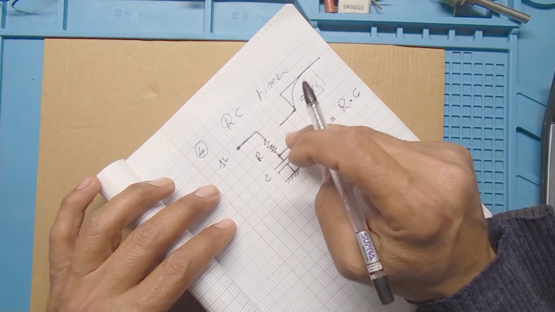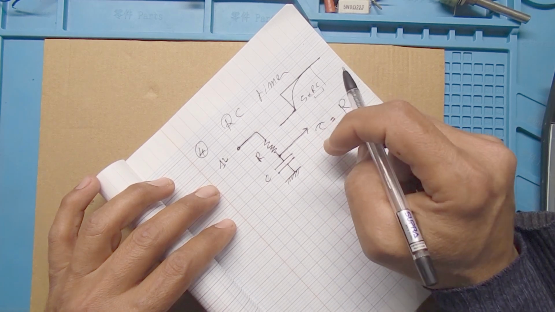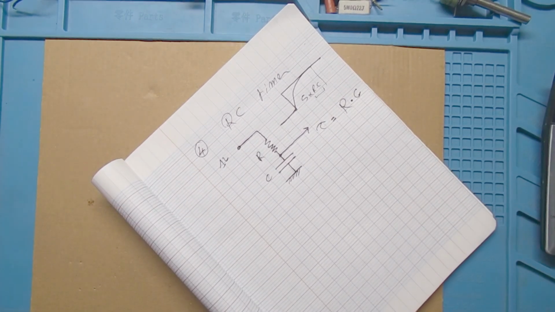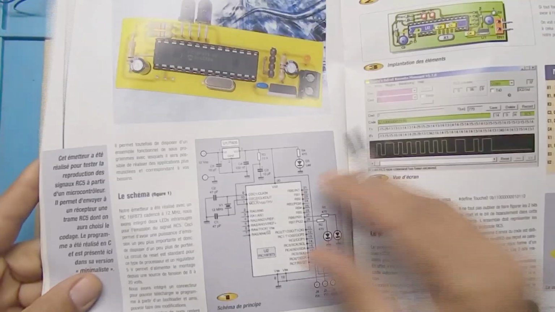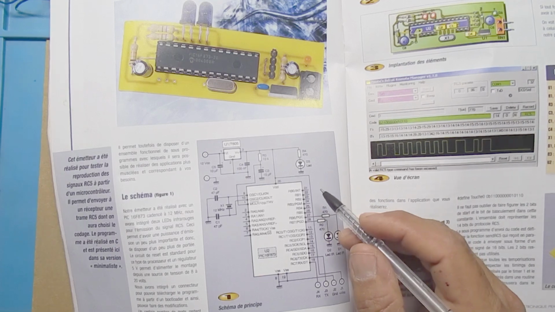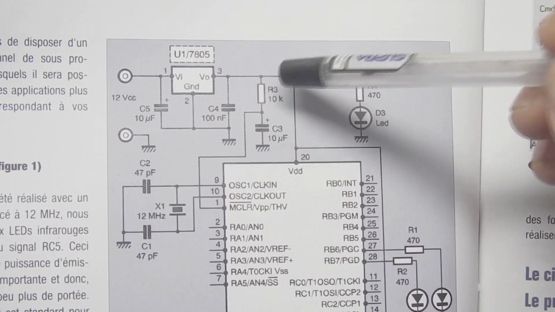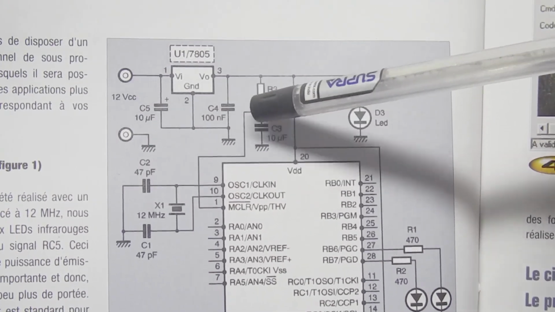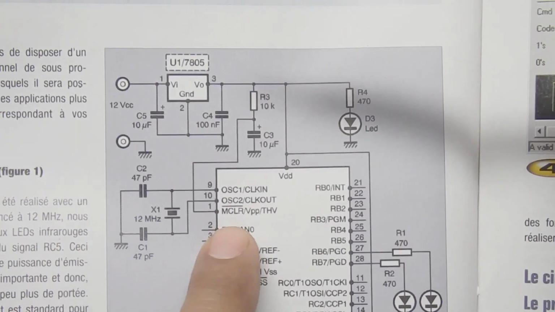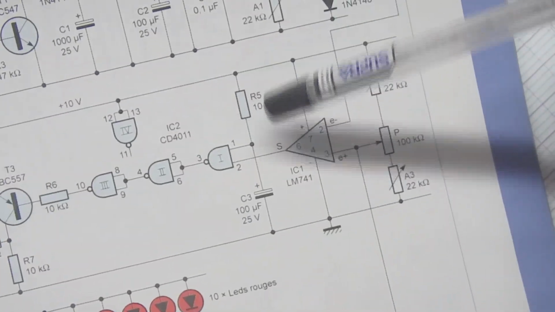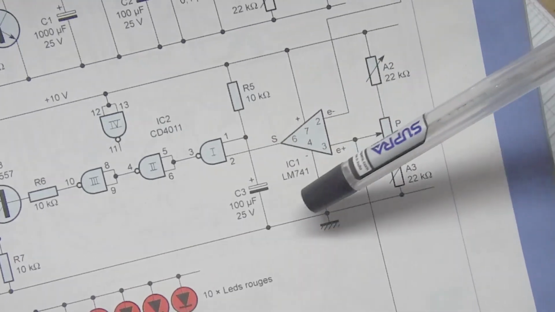This circuit is used, for example, to reset the microcontroller at the startup or to make an oscillator. Here in this circuit we can find this RC timer. Here we have the resistance with the capacitor. It's connected to the memory clear to clear the memory at the startup. And also here we can find a timer. We have here R5 and C3.